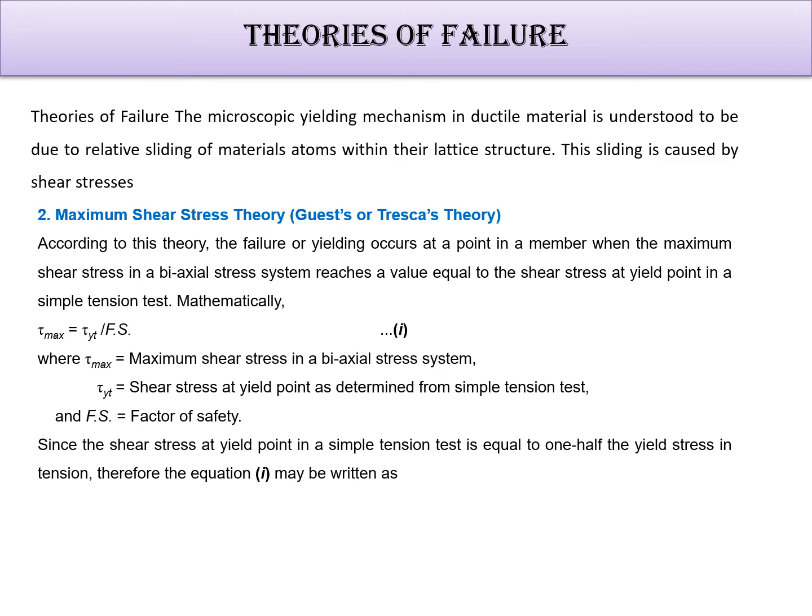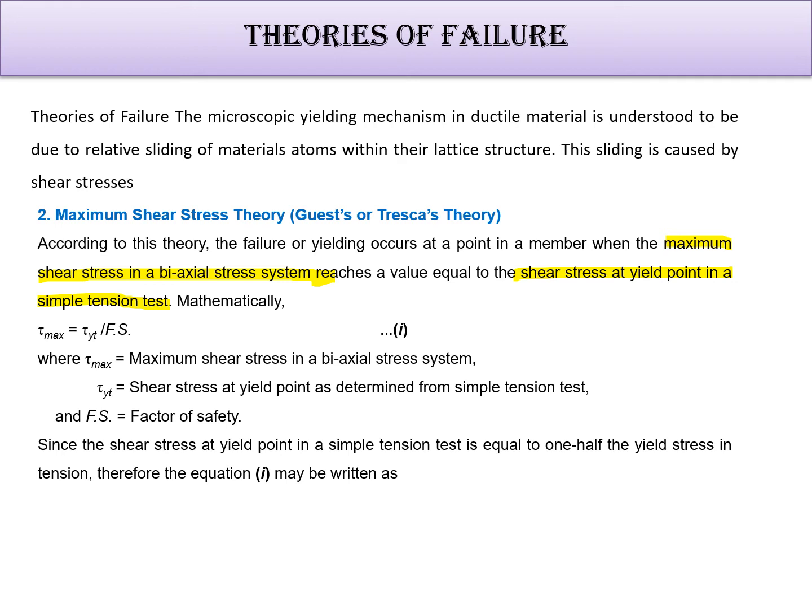Now, maximum shear stress theory. Here also the terms which we have seen in the maximum principal stress theory are the same. But here one thing is that the maximum shear stress is considered in a biaxial stress system, and in the maximum principal stress theory the maximum principal stress was considered. So here the failure or yielding occurs at a point in a member when the maximum shear stress in a biaxial stress system reaches a value which is equal to the shear stress at yield point in a simple tensile test. The shear stress in the simple tensile test and the shear stress in a biaxial stress system, if both are equal, definitely the component will fail.